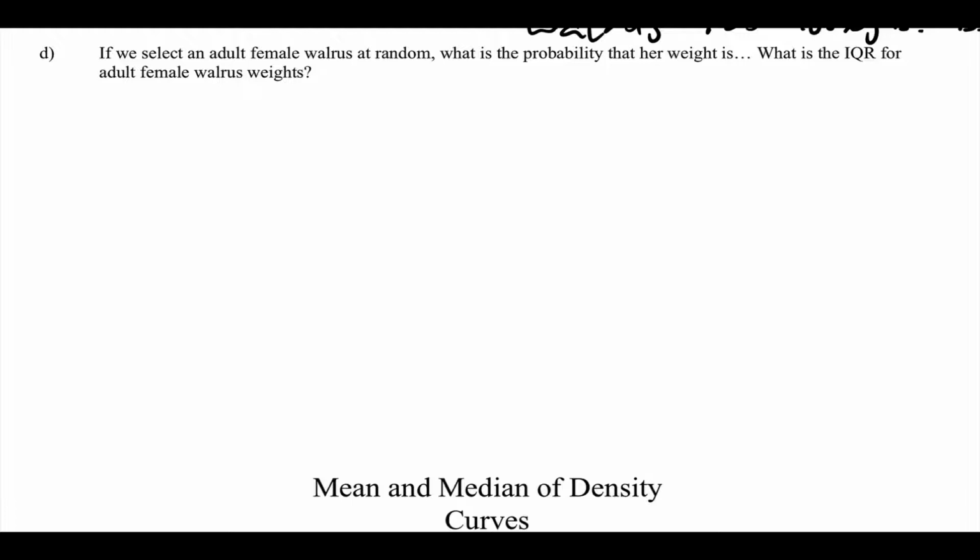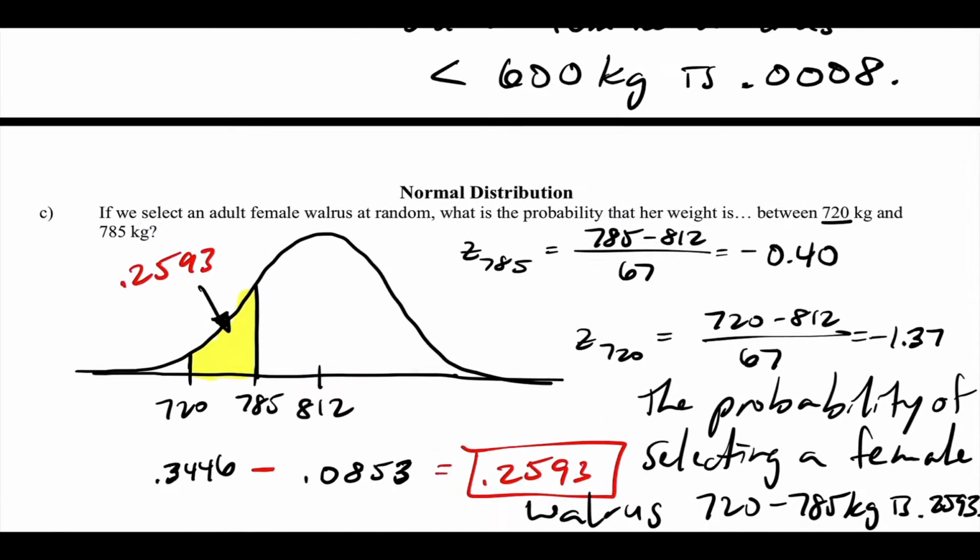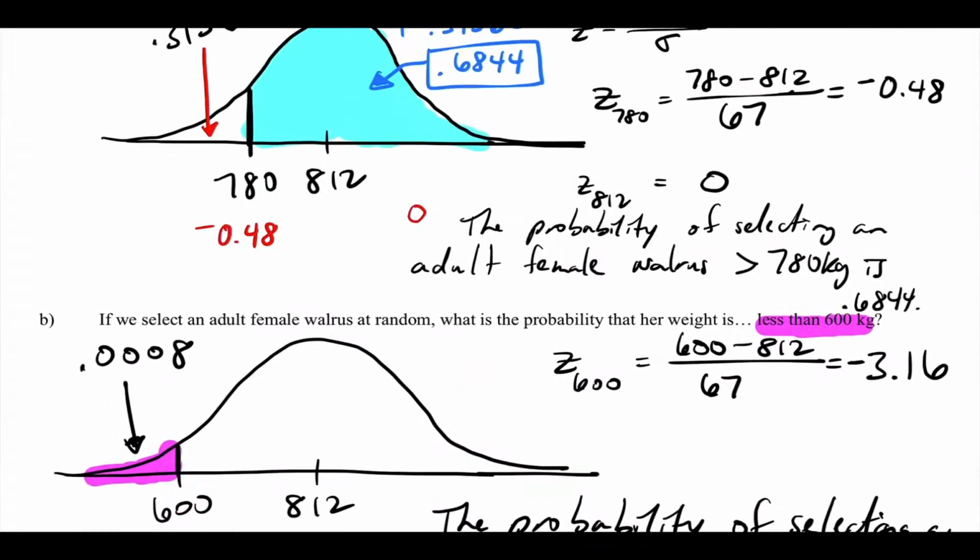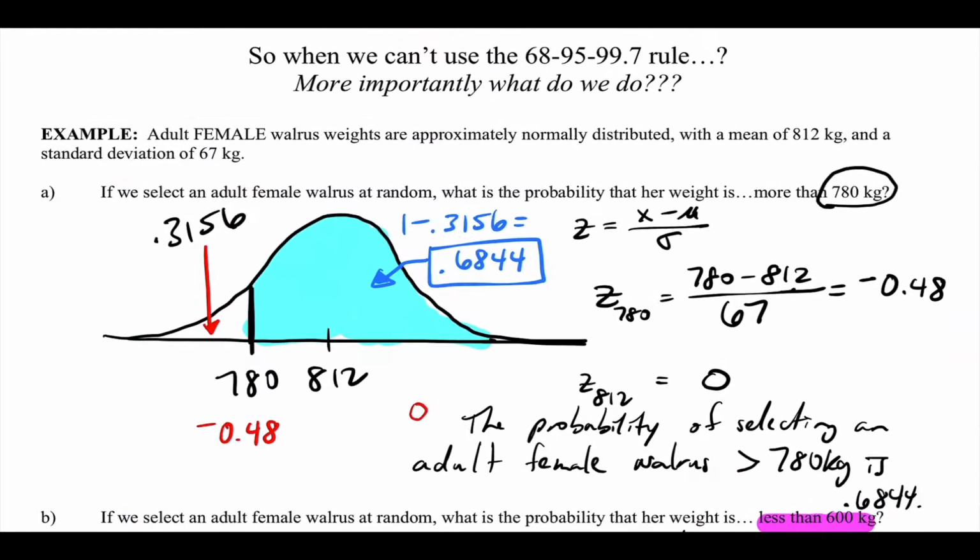the next few days doing practice problems because this chapter is made up of questions that look very much like each other, but they're different. Like this one right here, letter D. It looks the same, right? You read the first part. If we select an adult walrus at random, what is the probability that her weight is? That's the same thing that C said. That's the same thing that B said. That's the same thing that A said.